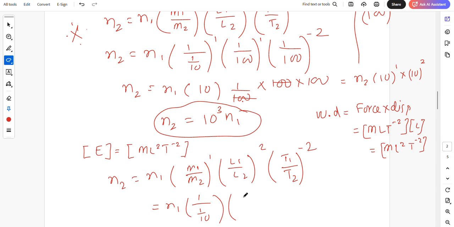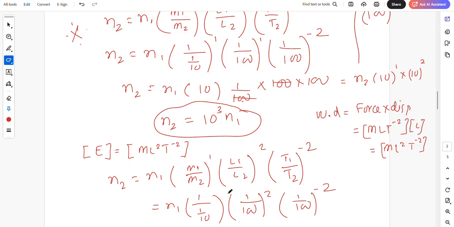L1 is how much they have given? 1 divided by L2 is how much they have given? 100 square. T1 how much they have given? 1. T2 they have given 100 to the power of minus 2. Right.